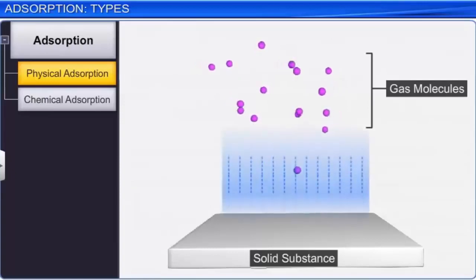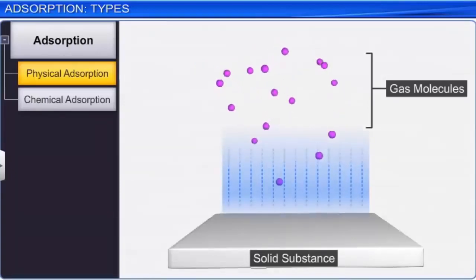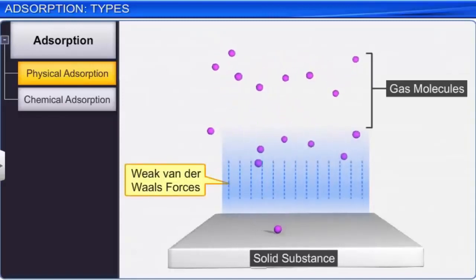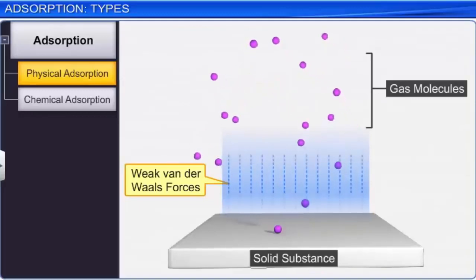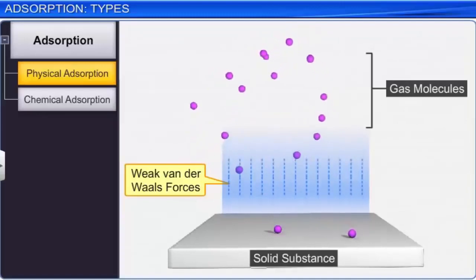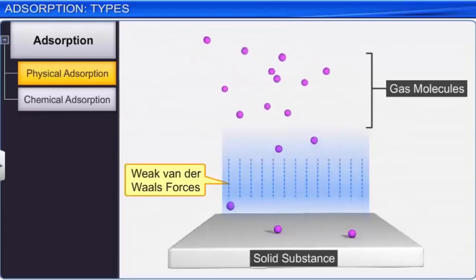When gas molecules or atoms are held to the surface of a solid by weak van der Waals forces, then it is called physical adsorption. Physical adsorption is also known as physisorption or van der Waals adsorption. Let's look at an example.